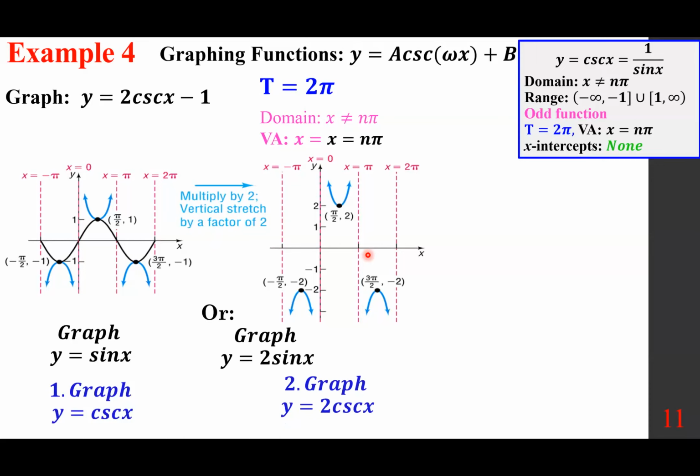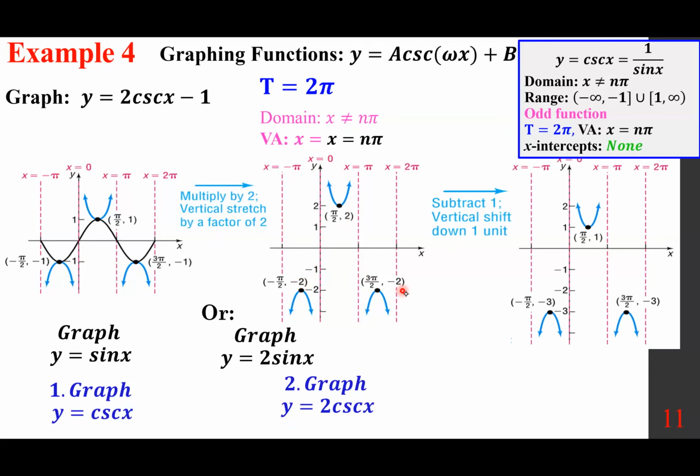And now we look at the last part, which is subtracting 1. That means bring this down by 1. When you bring this down by 1, this changes to 1, this changes to -3, this changes to -3. Okay, everybody? And that's the graph of the function we are interested in.